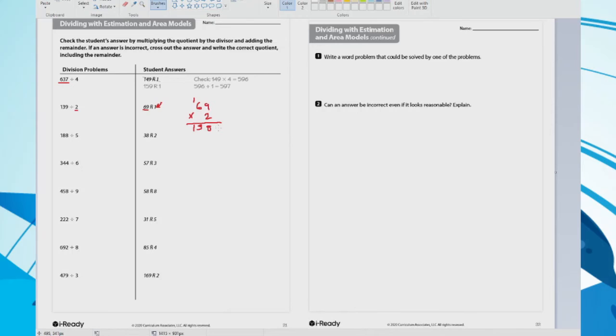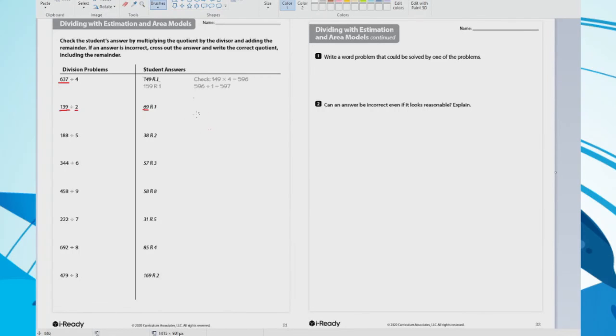We have 138 when we multiply our divisor and our quotient, and we need to add our remainder of 1, which equals 139. That's the same thing here. So it looks like the student's answer is correct. So we don't have to cross it out in this example. But let's go ahead and work through it with our area model in case we did have to cross it out and find the exact quotient. So you guys have an example of what that would look like working through it with an area model.